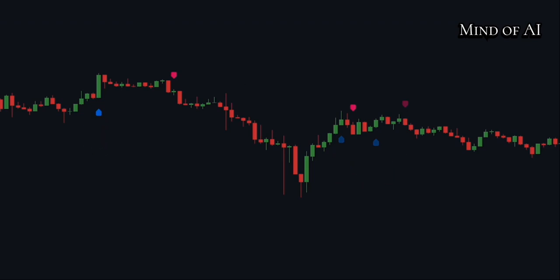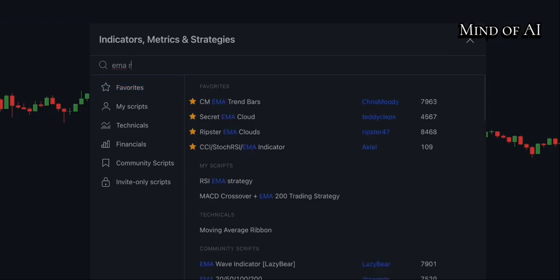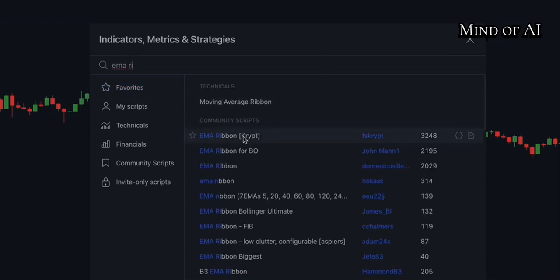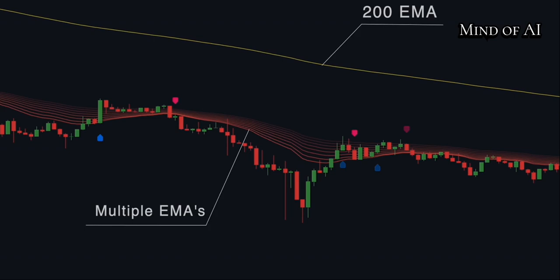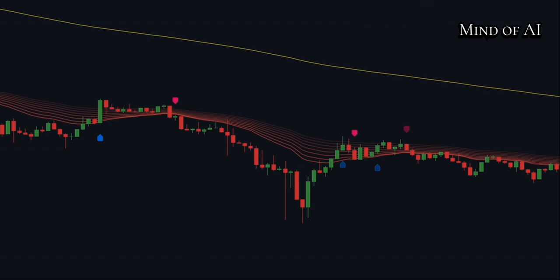That's why we need to add the next indicator, which is called the EMA Ribbon by Dominic Osilecti. The exponential moving average ribbon is a trading indicator that consists of multiple exponential moving averages plotted on a price chart. This tool is used to identify the direction and strength of a trend in the market. The EMA ribbon is created by plotting several EMAs with different time periods. The moving averages are then stacked on top of each other, creating a ribbon-like appearance on the chart.